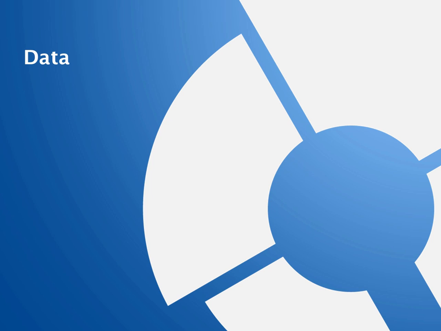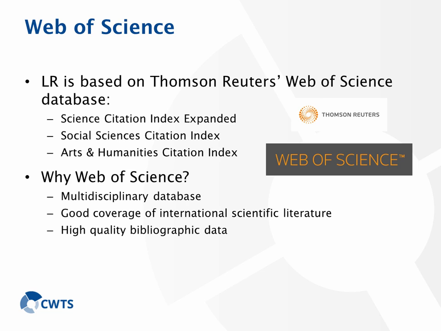I will now discuss the data on which the Leiden Ranking is based. The Leiden Ranking is based on data from Thomson Reuters Web of Science database. More specifically, the ranking uses data from the Science Citation Index Expanded, the Social Sciences Citation Index and the Arts and Humanities Citation Index. There are three reasons for using Web of Science.